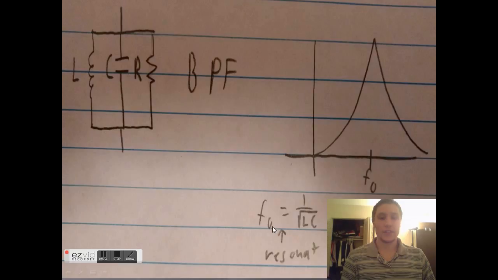Now, when you have the resonant frequency, which is f0 equal to 1 over the square root of LC, that's going to be right here. That's at your peak where you're going to have the most current flowing through there, because both of them are acting more properly and neither one is shorted.